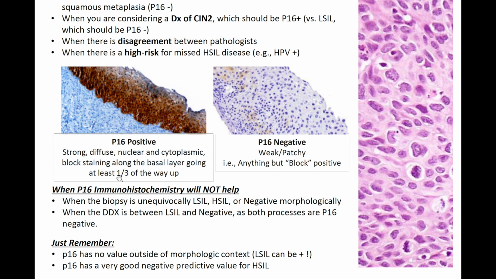So when would P16 IHC not help? When the biopsy is unequivocally LSIL, HSIL, or negative morphologically, there's really no need to get a P16. And when the differential diagnosis is between LSIL and negative, as both processes should be P16 negative. And just remember, P16 has no value outside of morphologic context. LSIL can be P16 positive. And P16 has a very good negative predictive value for HSIL.